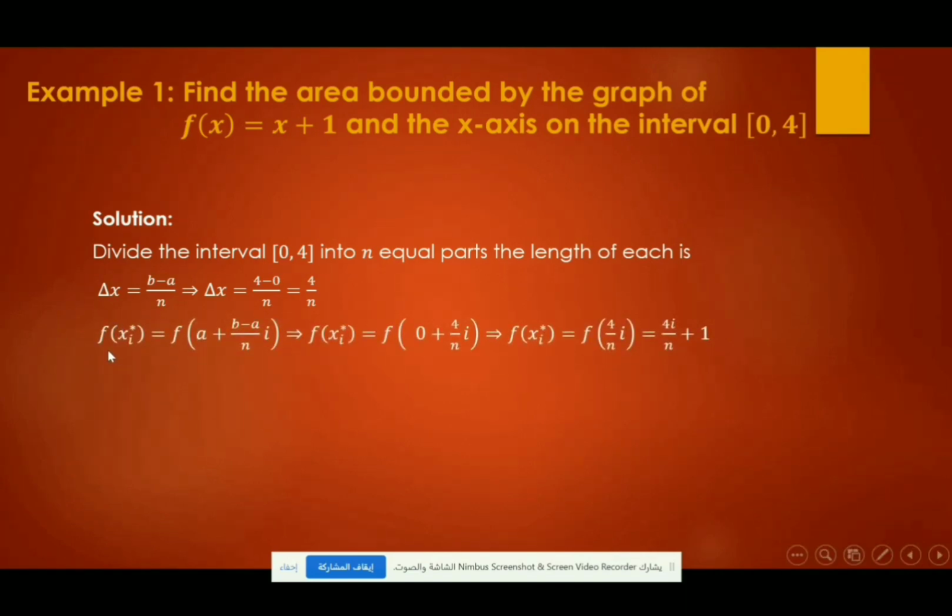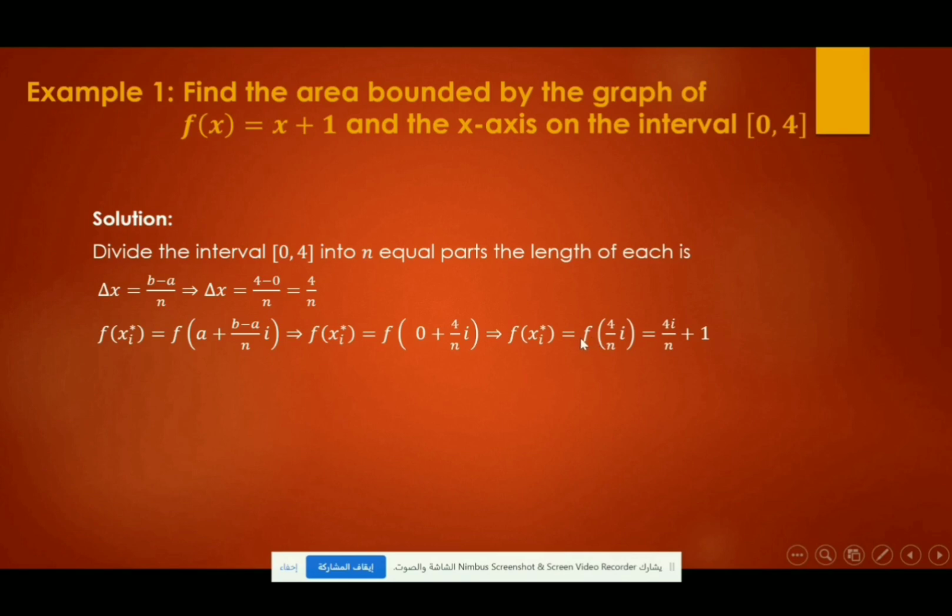Then the next step is you need to find the length of each rectangle by using f of x_i star, by replacing the rule a plus (b minus a) over n, times i, instead of each x in the function. Remember, a is 0, and this b minus a over n we calculated in the previous step, which is 4 over n, so it is 0 plus 4 over n times i. And after adding it to 0, you will get 4i over n alone.